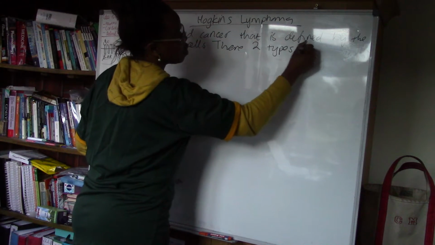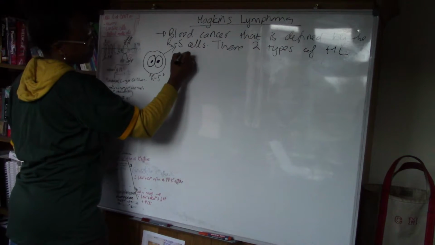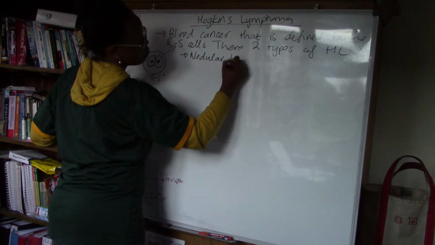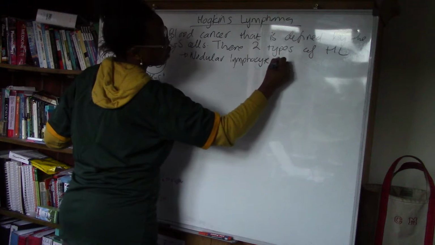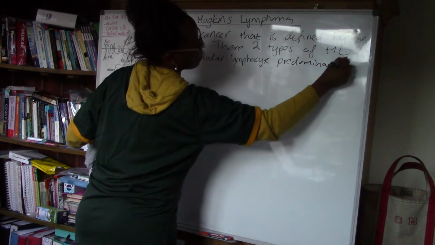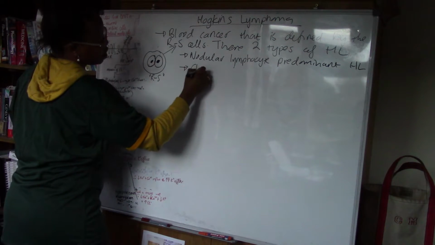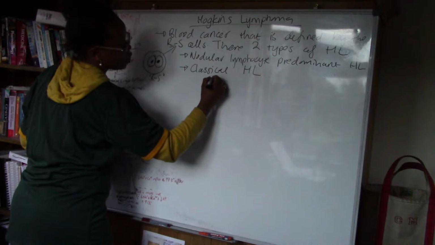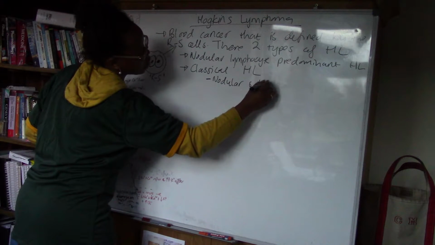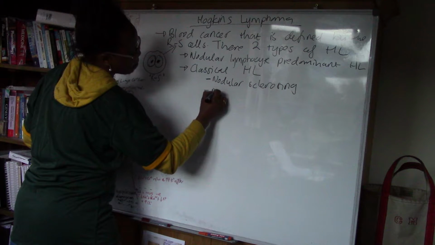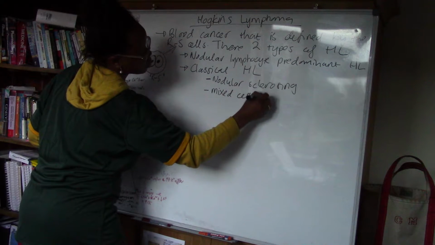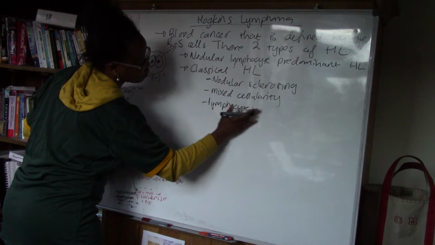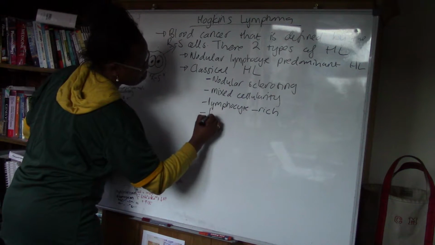So they are defined by the presence of a Reed-Sternberg cell, and there are two types of Hodgkin's lymphoma. We have the nodular lymphocyte predominant Hodgkin's lymphoma, or the classical Hodgkin's lymphoma. And the classical is subdivided into the nodular sclerosing Hodgkin's, or the mixed cellularity, or the lymphocyte rich, or lymphocyte depleted.